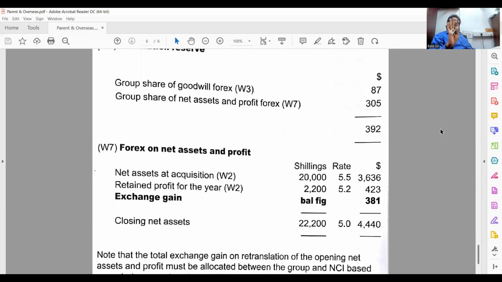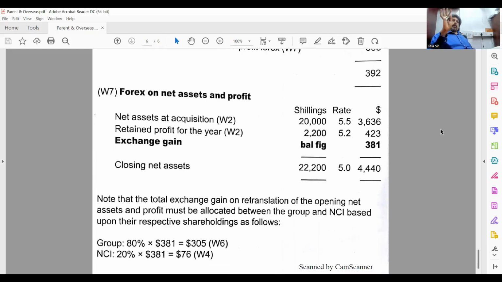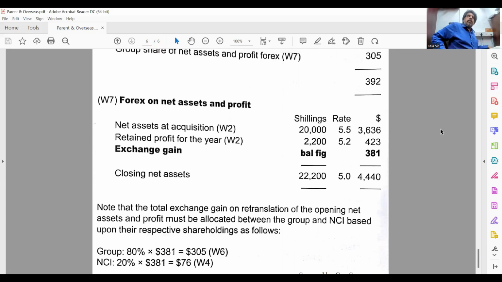Take us to working note 7. So forex on the net assets is how you're going to calculate the translation adjustment. You say foreign currency translation reserve, FCTR. Basically it's an exchange difference arising from translation of the foreign subsidiary's balance sheet, all the foreign currency items on the balance sheet into the presentation currency. Yes, this is how you do it.